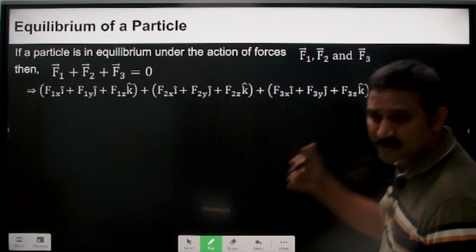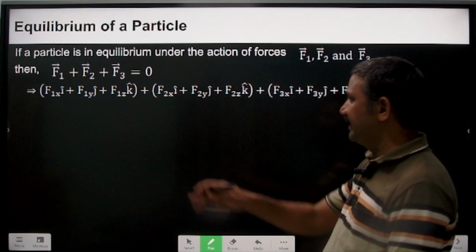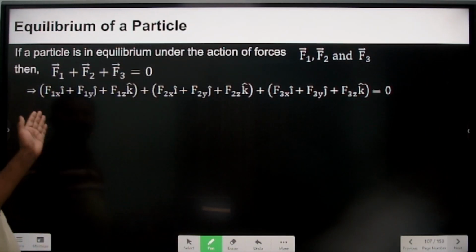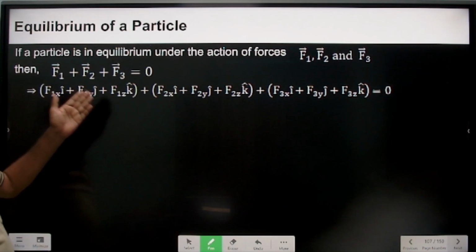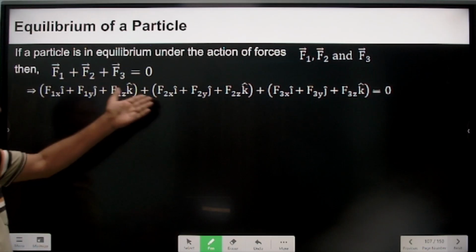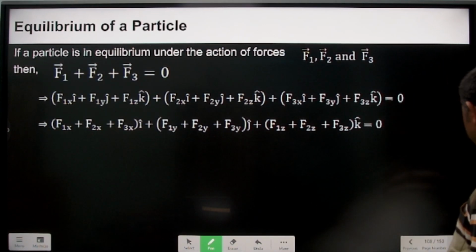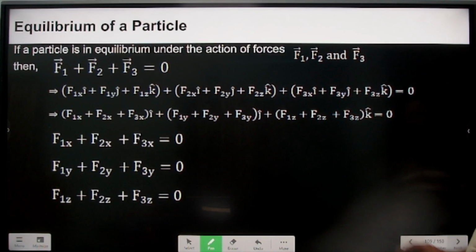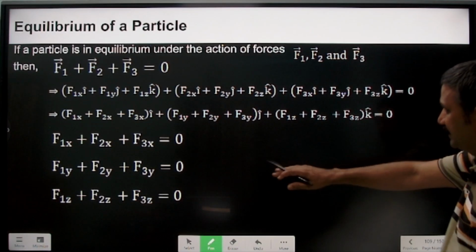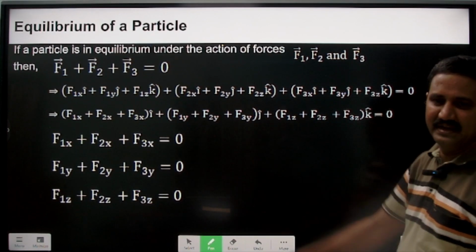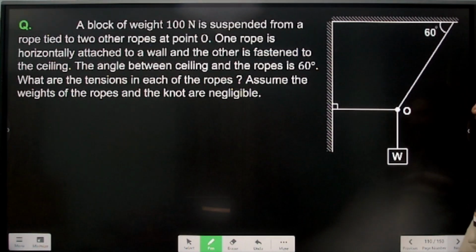So now you resolve all these forces, write F1 bar in terms of vectors: F1x i cap plus F1y j cap plus F1z k cap, like that. Similarly F2 and F3, the summation will give 0, that is the equilibrium. The net force along the x direction, the net force along the y direction and the net force along the z direction is equal to 0. That is the equilibrium of a particle.